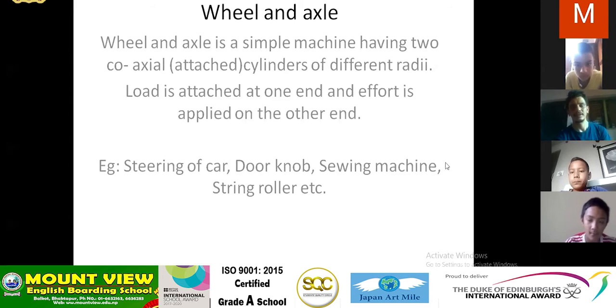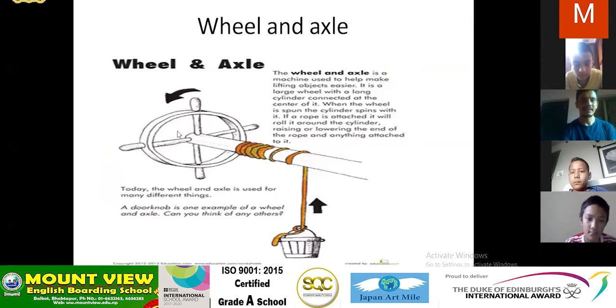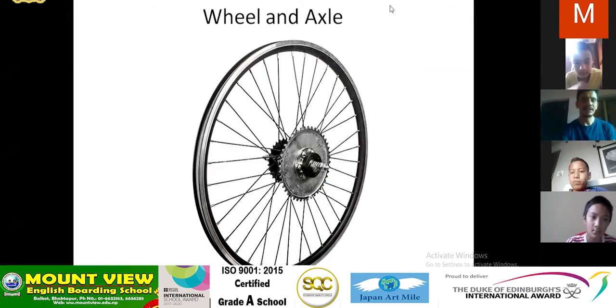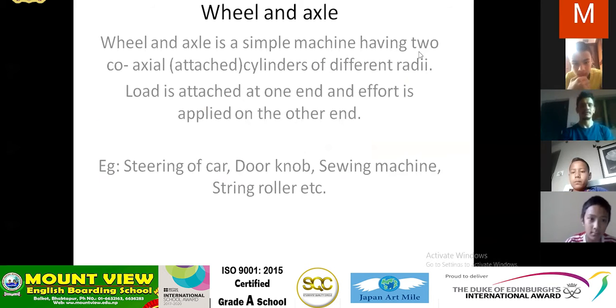Door knob, this is the figure of a door knob. It is the kind that opens a door lock. It is also an example of wheel and axle. And this is the figure of a string roller. In Nepali it is called latai. It is also an example of wheel and axle. So these are some examples of wheel and axle: steering of car, door knob, sewing machine, string roller.